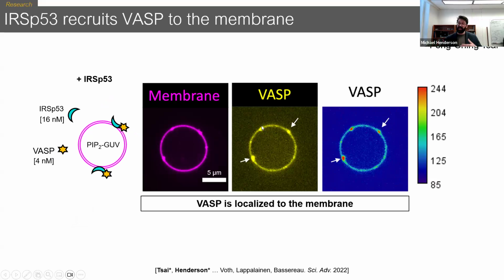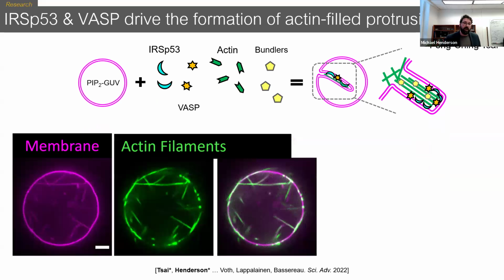So IRSP53 is really the key linchpin in being the first member at the membrane prior to any other protrusion-important proteins coming in. And what's really amazing is once we increase the complexity and added in monomeric actin, we find that protrusions generate from these IRSP53 hotspots.